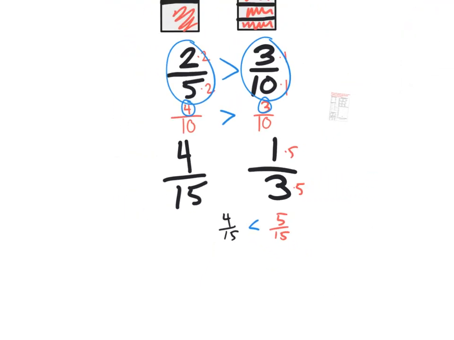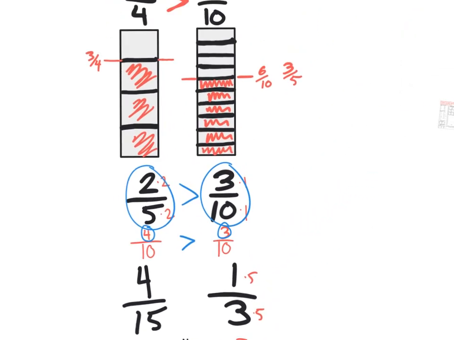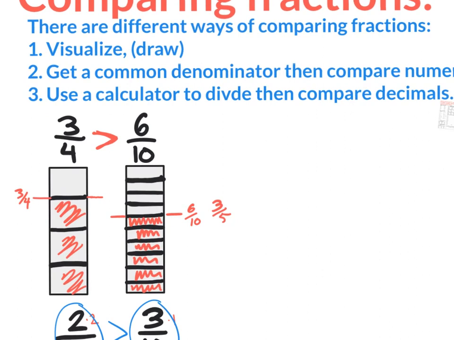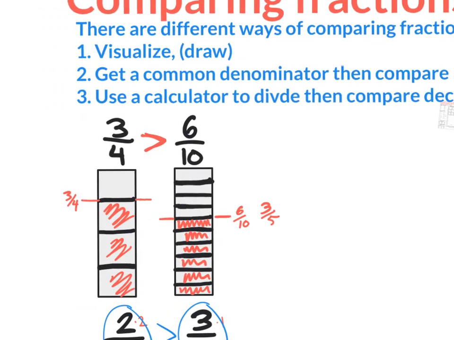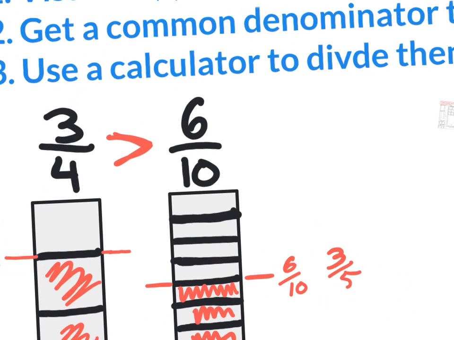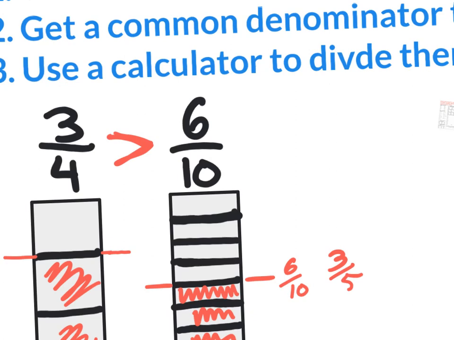Now, that was the second method, and there's a third method. Use a calculator to divide, then compare decimals. So if you wanted to use a third method, well, first of all, you need a calculator. Right here, this fraction 3 over 4, it's actually a division problem. It's 3 divided by 4. This fraction 6 over 10, it's actually a division problem, 6 divided by 10.